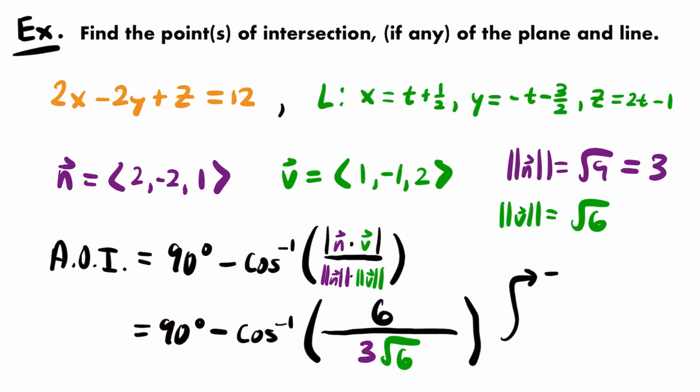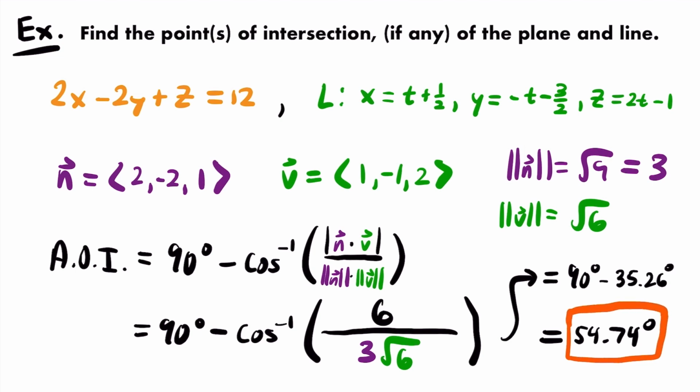And what we will have is that this angle of intersection is equal to 90 degrees minus 35.26 degrees. And there are some more decimals there. I just rounded off to 2 decimal places. All right, that is the result of inverse cosine of this expression. And then if you subtract this angle from 90 degrees, you will find that the angle of intersection is 54.74 degrees. And once again, that is a rounded off value. Okay, and so 54.74 degrees is about the angle of intersection between this line and this plane.